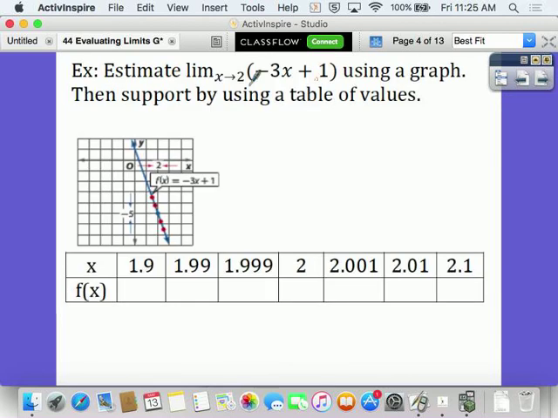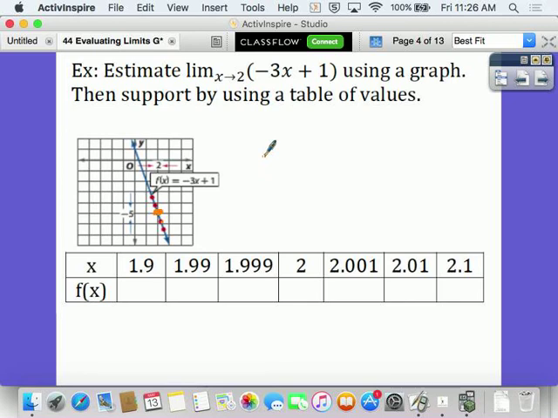We're going to estimate the limit as x approaches 2 of the function negative 3x plus 1 using a graph. Then we're going to support it by using a table of values. So if we notice, this is the graph of negative 3x plus 1. It is a line with a negative slope. And as x approaches 2, as x approaches this value right here, what's happening to the y's? And you should notice that as x approaches 2, the y's are getting closer and closer and closer to negative 5. So the limit as x approaches 2 of negative 3x plus 1 is equal to negative 5.